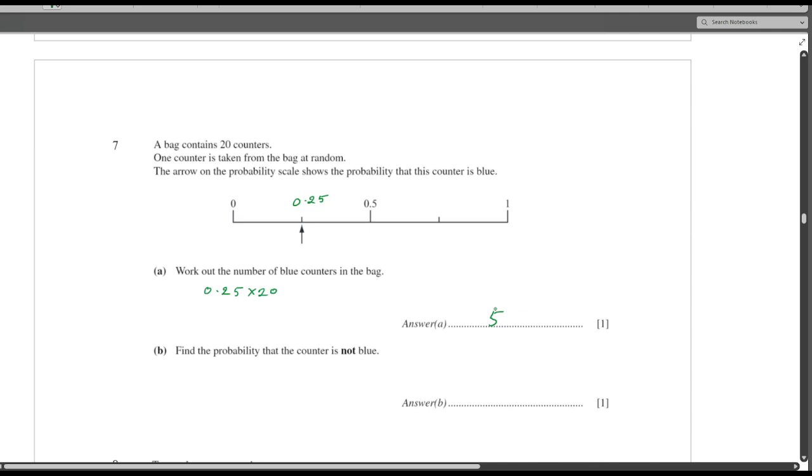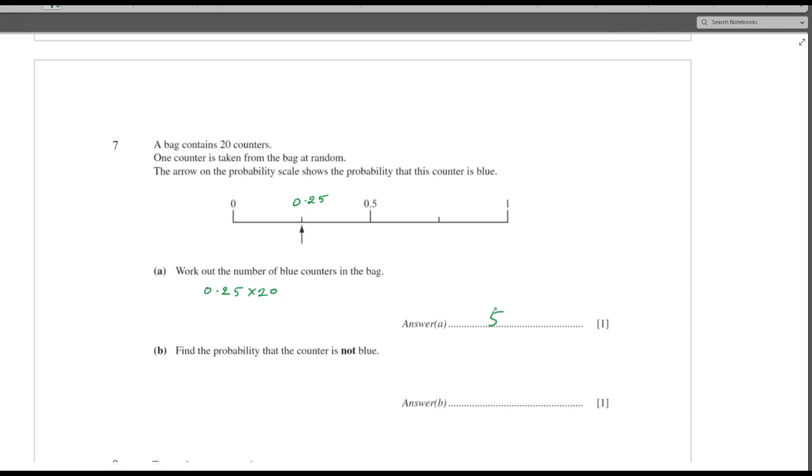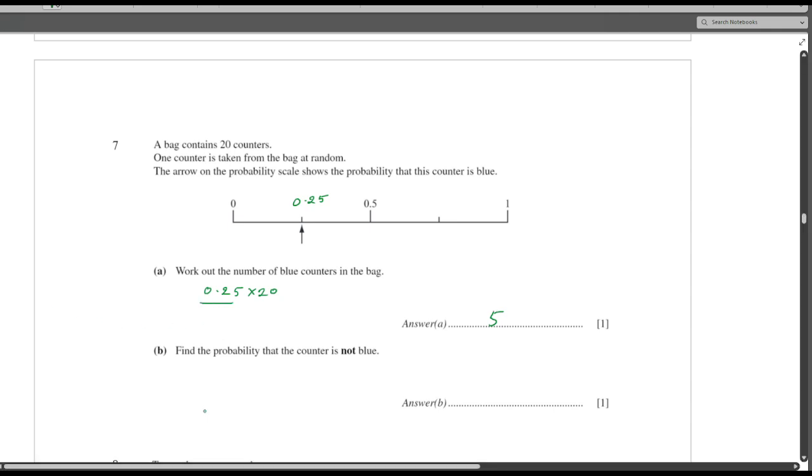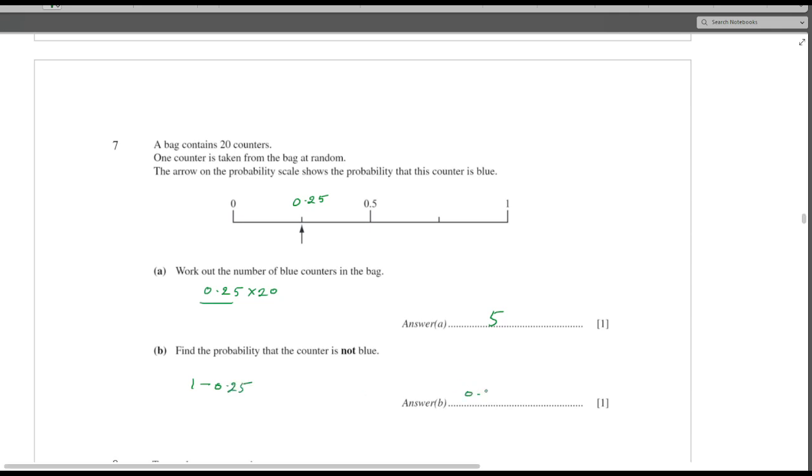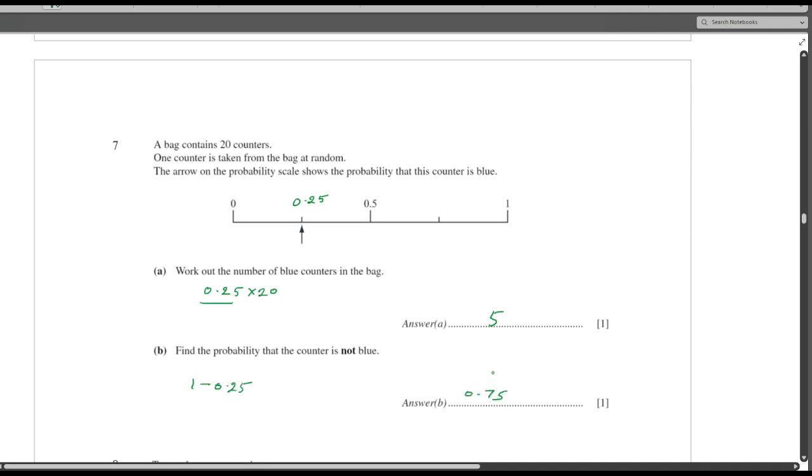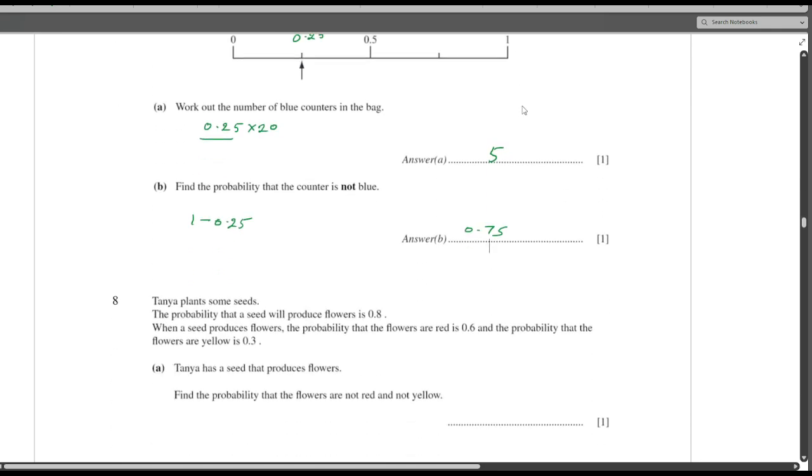Find the probability that the counter is not blue. Now the probability that the counter is blue is 0.25. So 1 minus 0.25, that is 0.75, will be your answer that the counter is not blue.